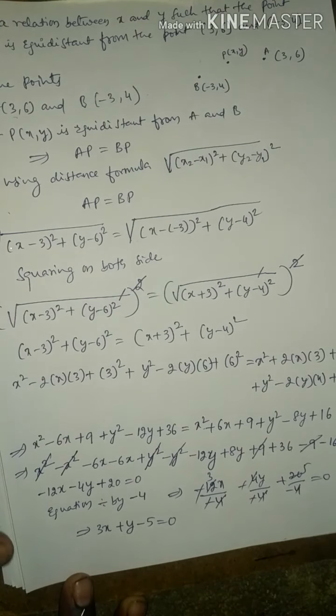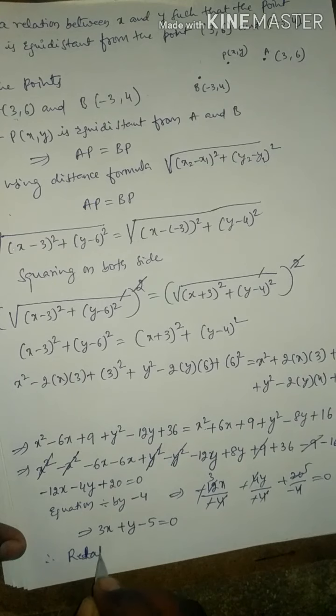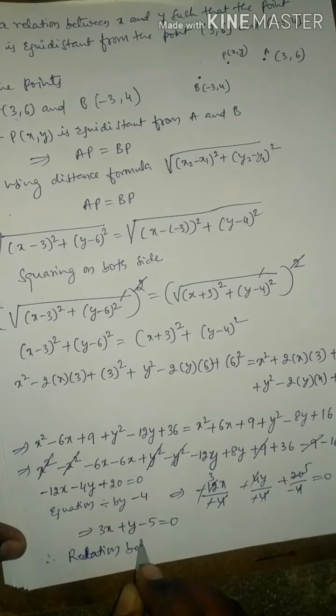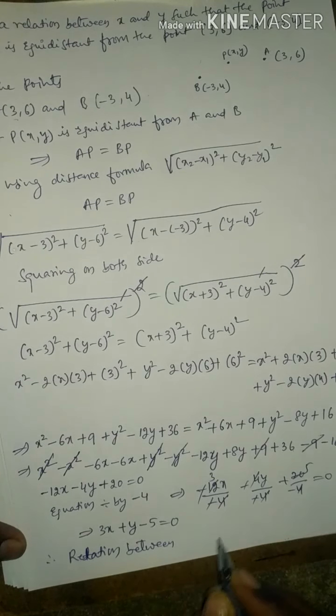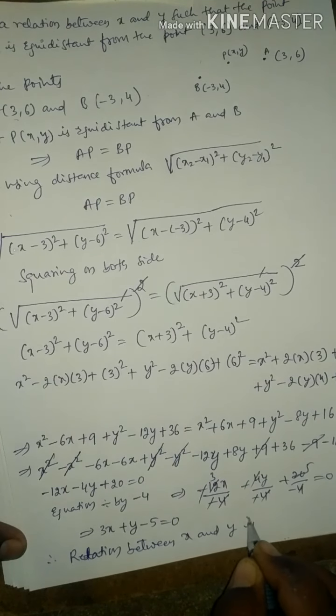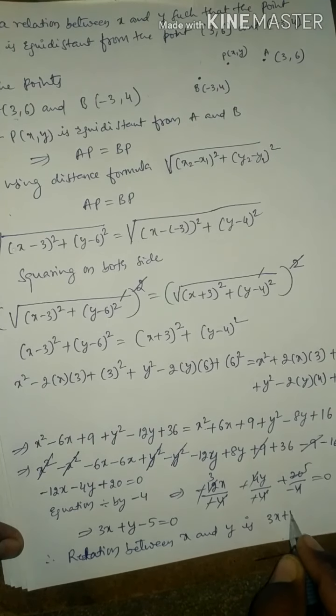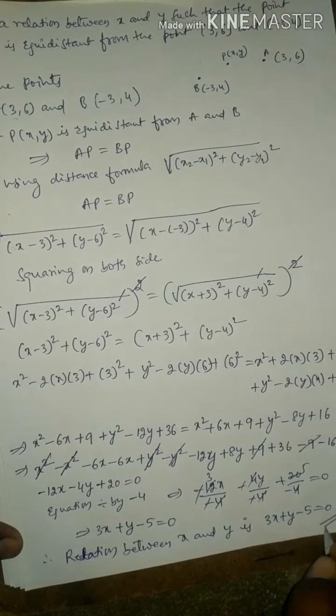So what have we got? Therefore, the relation between x and y is 3x plus y minus 5 equals 0. This is your required solution.